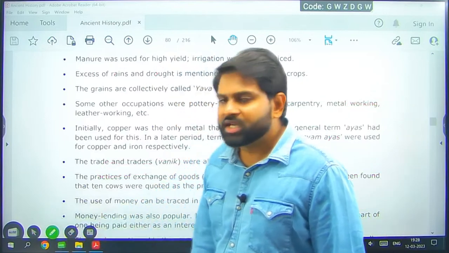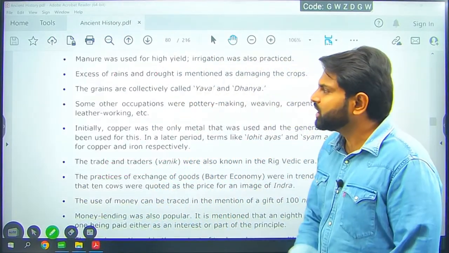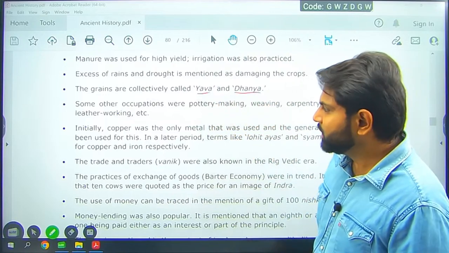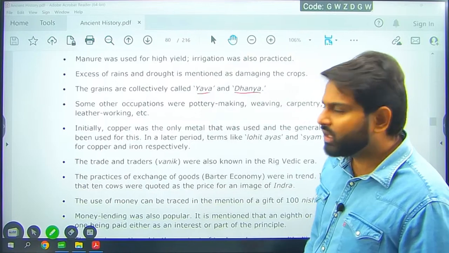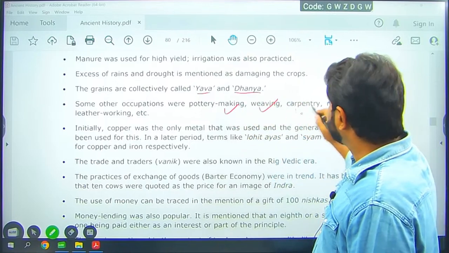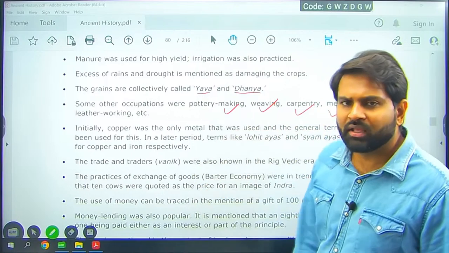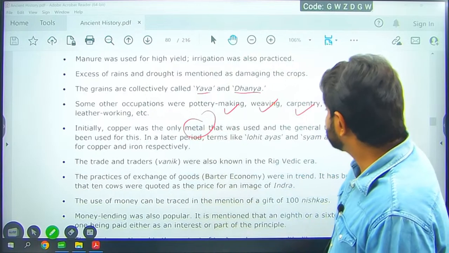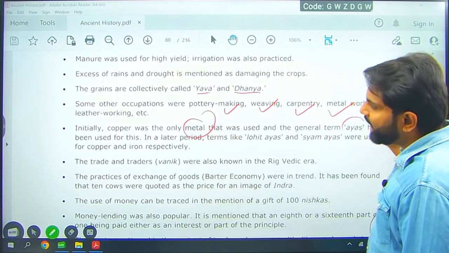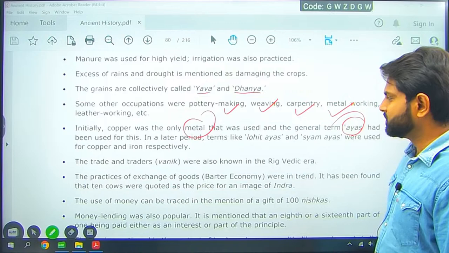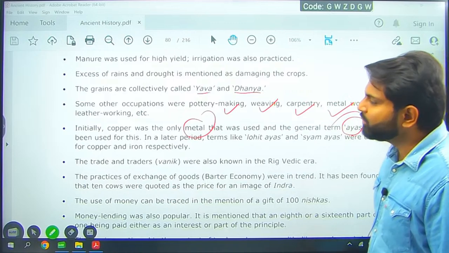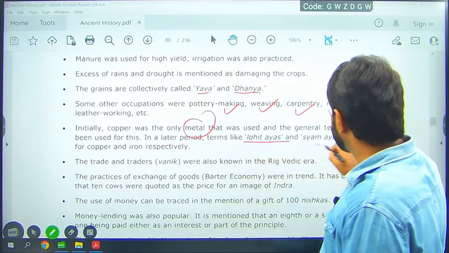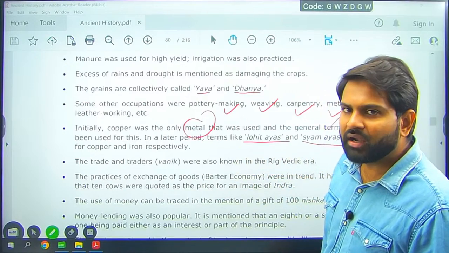In the Sanskrit literature, in this Vedic literature, the grains were collectively called Yava or Dhanya. Some other occupations were pottery making, weaving, carpentry, smith work, leather working, etc. Initially, copper was the only metal generally used, and the general term ayas was used for it. In the later period, terms like Lohit ayas and Sham ayas were used for copper and iron.